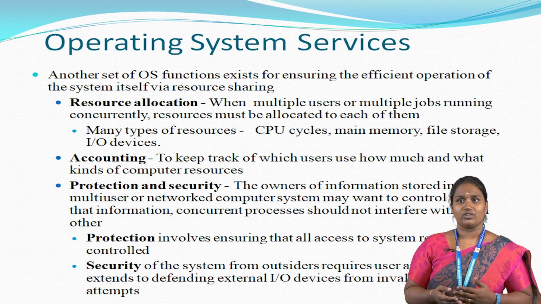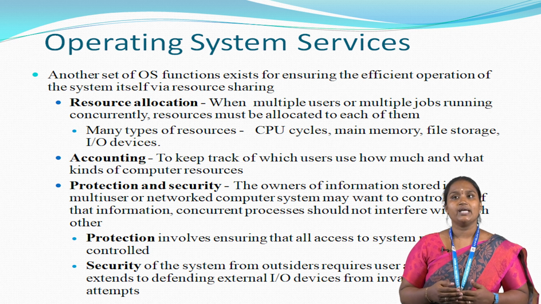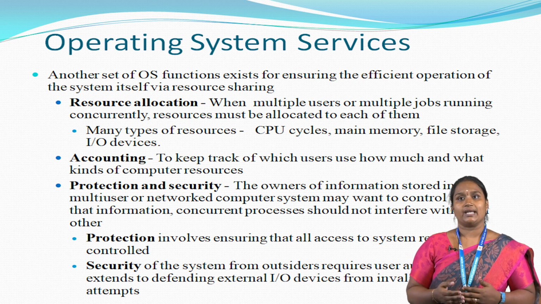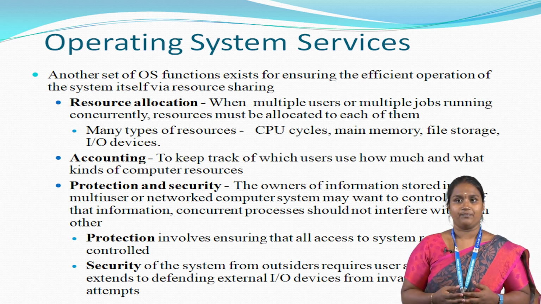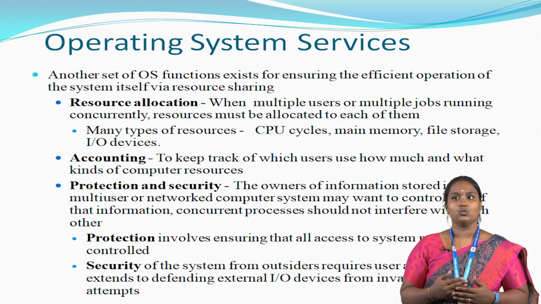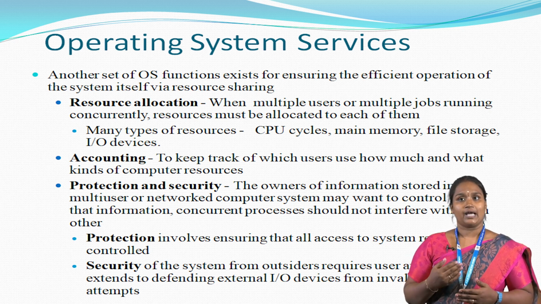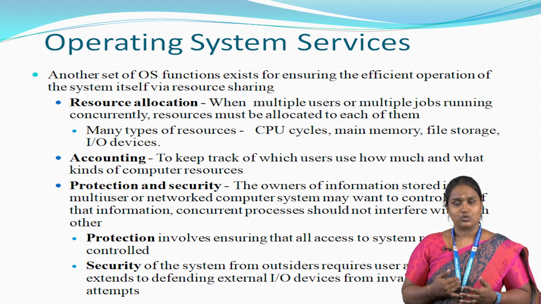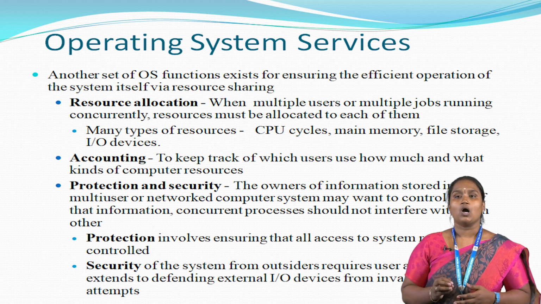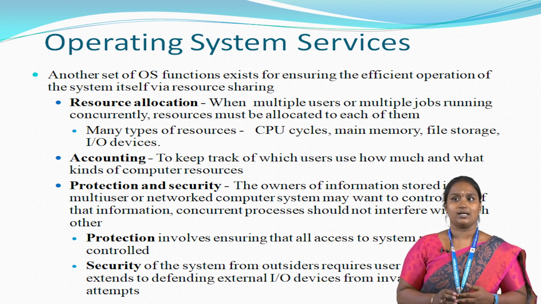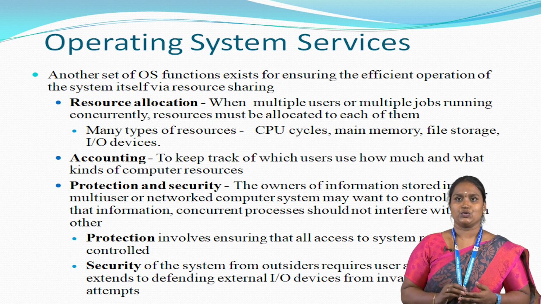Another set of operating system functions exists for ensuring the efficient operation of the system itself. Resource sharing and resource allocation. When multiple users or multiple jobs are running concurrently, resources must be allocated to each of them. There are many types of resources: CPU cycles, main memory, file storage, input-output devices. Accounting: to keep track of which users use how much and what kind of computer resources.